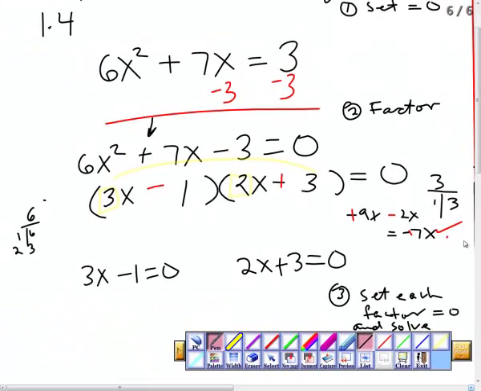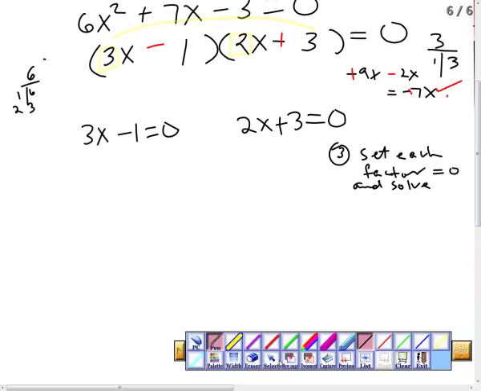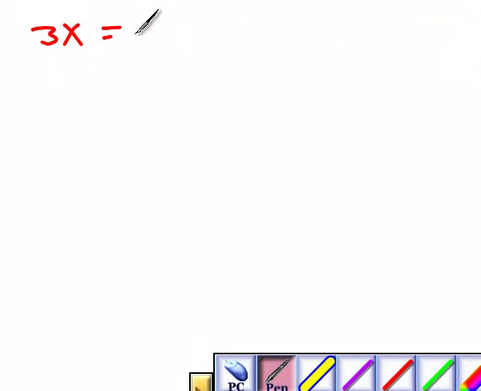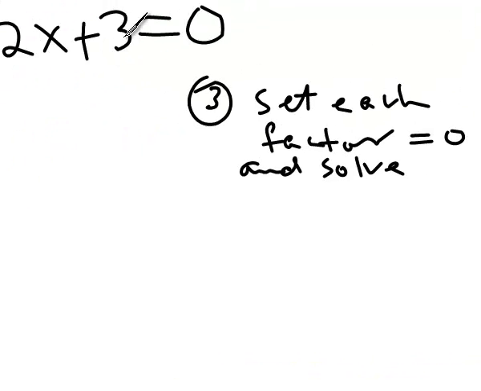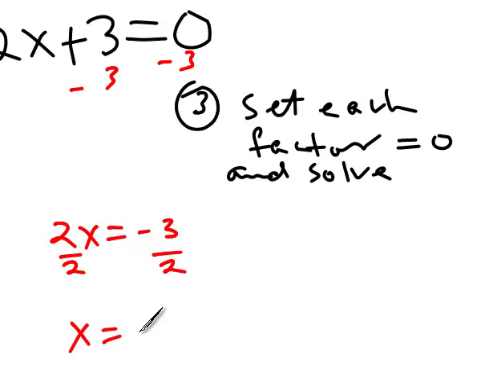All right, so here we have 3x minus 1 equals 0, so we apply plus 1. We're solving. We get 3x equals 1. Divide by 3, and we get x equals 1/3. Here, minus 3, and so we get 2x equals negative 3. Divide by 2, and we get x equals negative 3 over 2. All right.